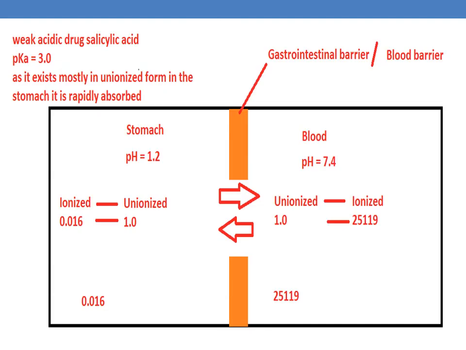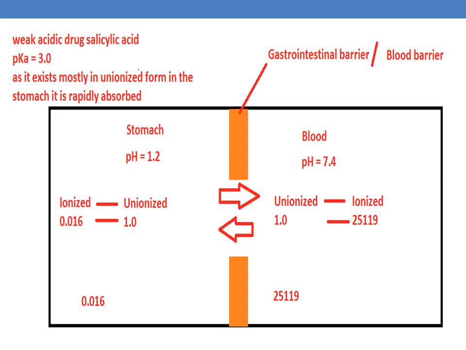So this is a schematic representation. The stomach pH is 1.2 and the blood pH is 7.4, and this is the gastrointestinal barrier. We are considering the example of a weak acidic drug, that is salicylic acid, whose pKa is 3.